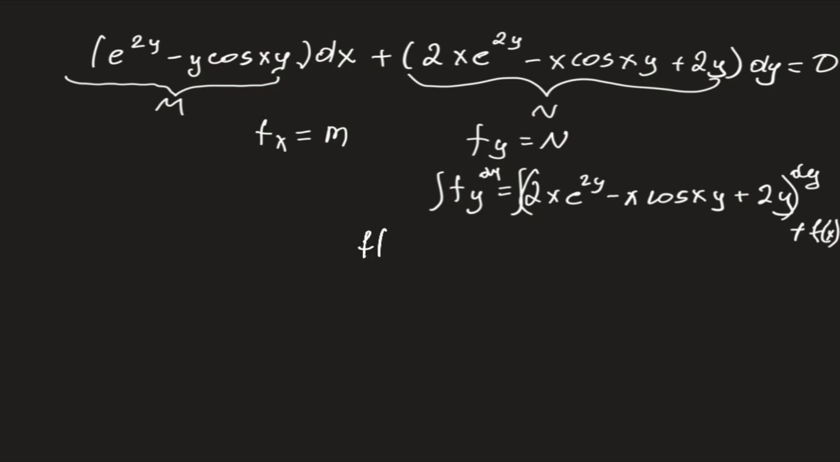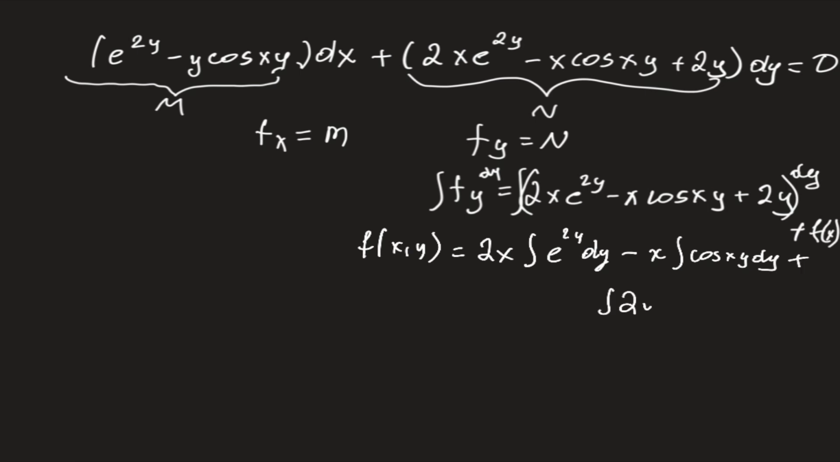So here we have f of x comma y, and we have the integral of 2x e to the 2y. Now we're integrating with respect to y, which means everything that's x is going to be a constant. I'm going to pull that out. So 2x, all I have left is e to the 2y dy. And minus, again I'm going to pull out the x, and have the integral of cosine xy dy. Plus the integral of 2y dy, and I'm going to have some function of x.